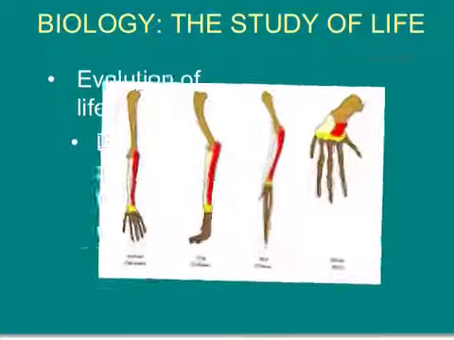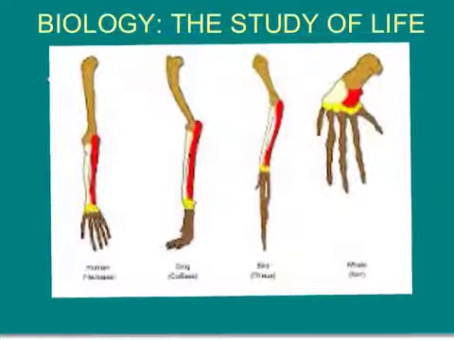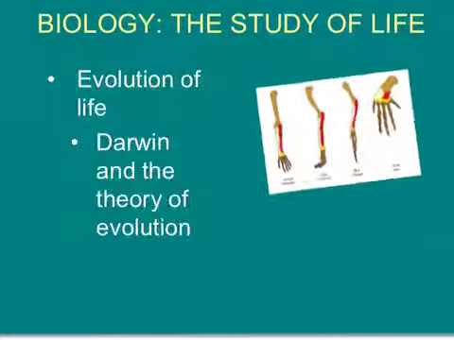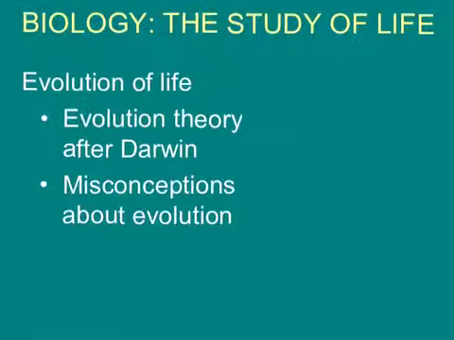But as you can see here, this is some of the evidence that we were talking about in biology. All of these is human, dog, bird, and whale. All have the same bones. The bones are colored the same, and you can see that they're shaped different, but we still have the same bones. This is something that Darwin studied.